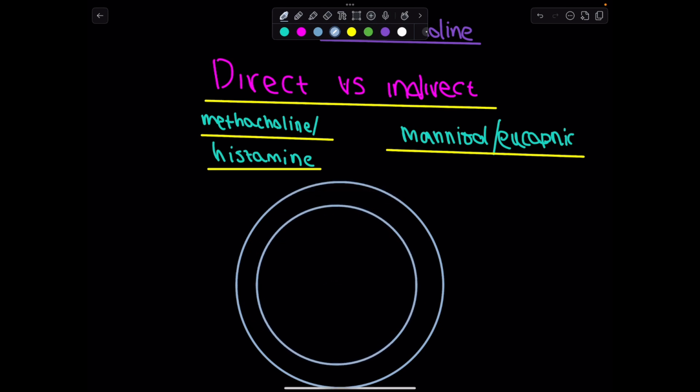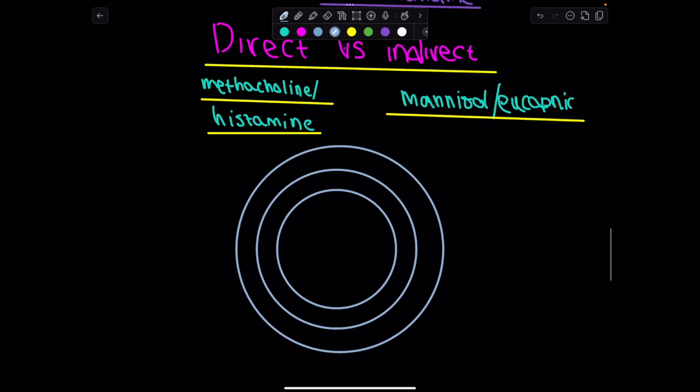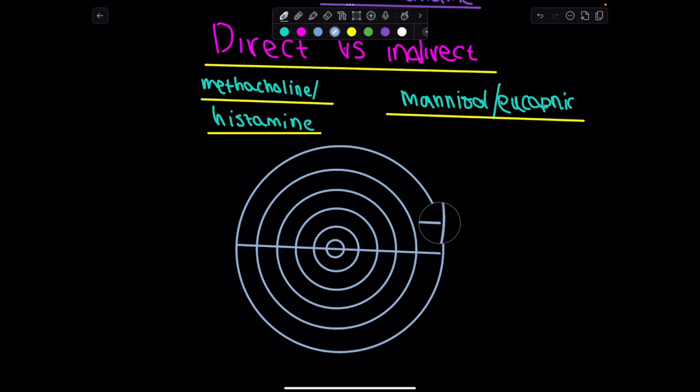Why is one more natural than the other? Indirect tests, like mannitol or eucapnic voluntary hyperventilation, are more natural because they trigger airway narrowing by mimicking everyday asthma triggers, such as exercise, dry air, or temperature changes, which cause inflammation and mediator release similar to real-life scenarios. Direct tests, like methacholine, aren't natural. They chemically force airway muscles to contract without involving the body's usual inflammatory pathways, which doesn't happen outside a lab. This makes indirect tests better at reflecting how asthma works.